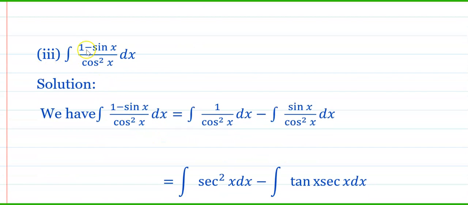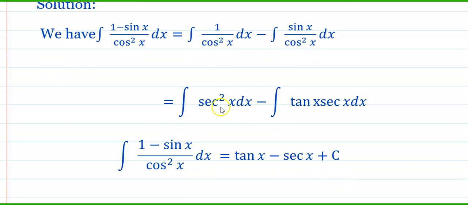Next, the integral of (1 minus sin x) upon cos square x dx. Now separate this: 1 upon cos square x dx minus sin x upon cos square x. Now this can be written as sin x upon cos square, which means 1 upon cos x into 1 upon cos x. Now sin x upon cos x becomes tan x, and 1 upon cos x becomes sec x.